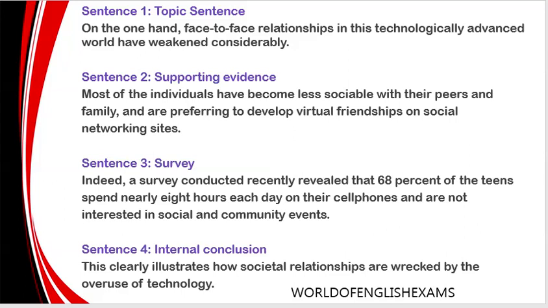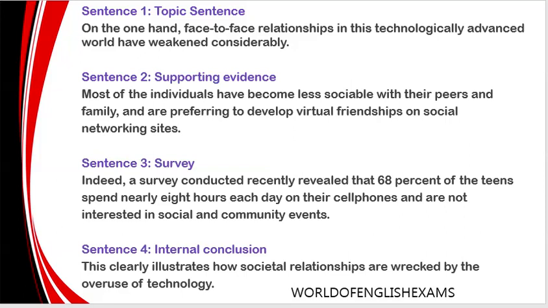Then finally, how to write the internal conclusion? This clearly illustrates. Now what is the meaning of this here? All the events that I have spoken of. So you can see that this clearly links me back to the topic sentence. So this clearly illustrates how societal relationships are wrecked, that is destroyed, by the overuse of technology. So now the whole body paragraph 1 is focusing only on one idea. Have you realized that? It's only talking about how relationships are weakened because of technology. So this is how the body paragraph should look.